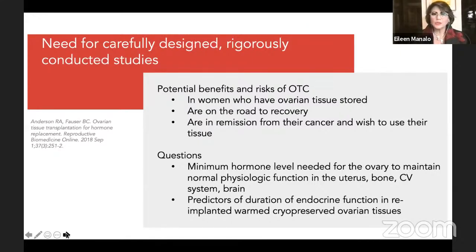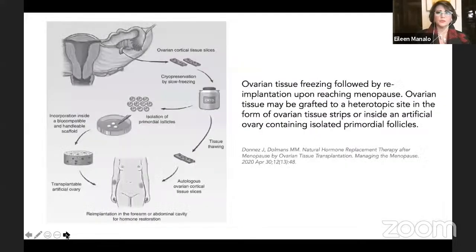Now, several questions are still unanswered. One would be, what would be the minimum hormone level needed for the ovary to maintain normal physiologic function in the uterus, bone, cardiovascular system, and the brain? And what would be predictors of the duration of endocrine function in re-implanted, warmed, cryopreserved ovarian tissues?